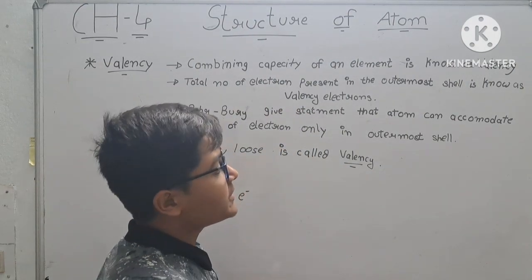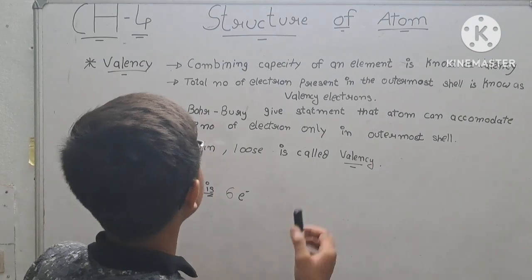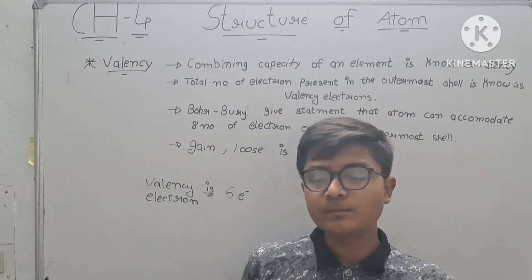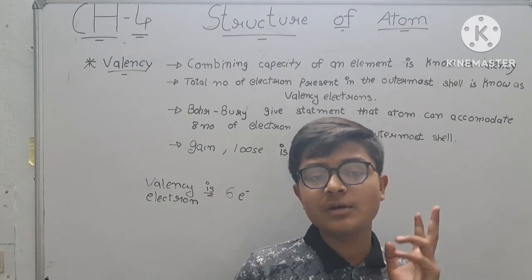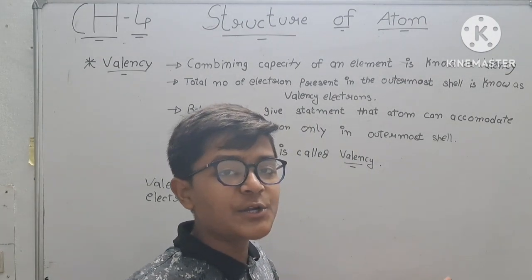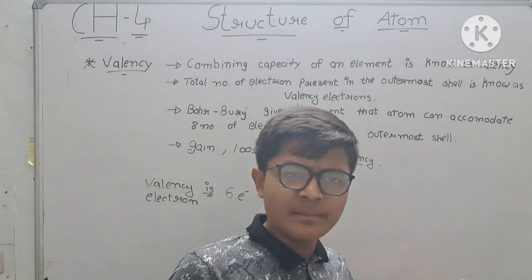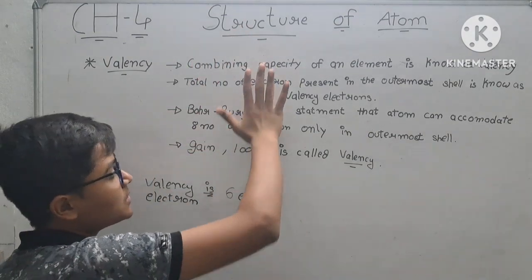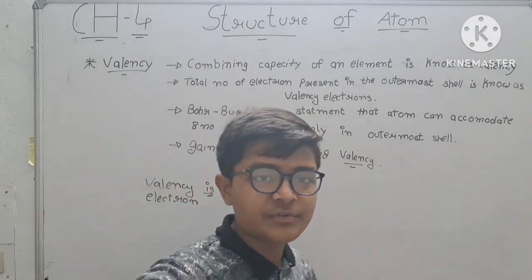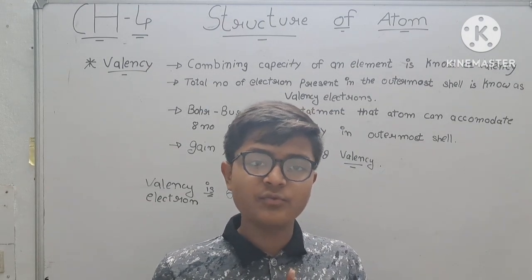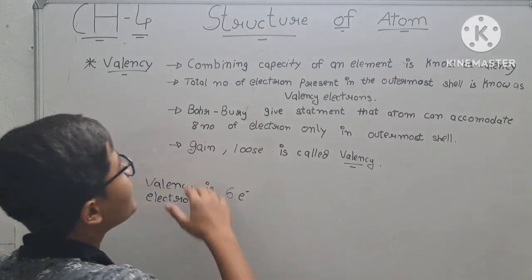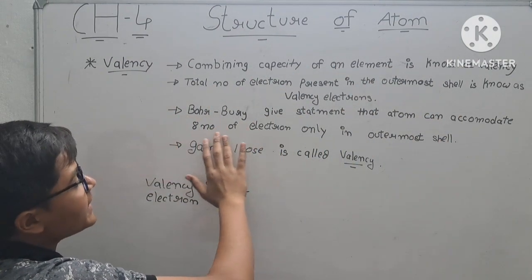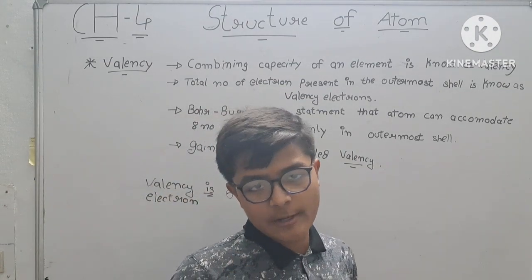Total number of electrons. For now, just remember the statement. In further classes, in part 2, we are going to discuss shells, distribution of electrons, and many more other things. But for now you have to remember these things first. Afterwards, I will give you the full definition with examples. So Bohr-Bury gives a statement that an atom can accommodate 8 electrons only in the outermost shell.